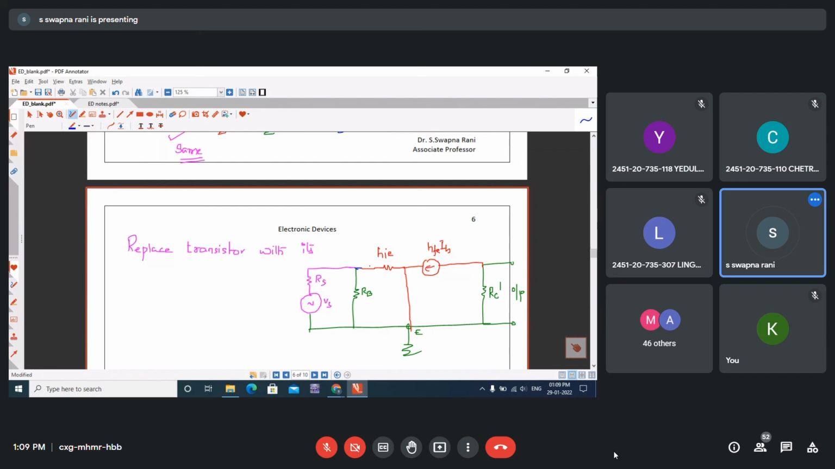So this is the base current. Remember, this is the base current because this is the base terminal. This is not the base current. And this is the collector current. And this is IL.